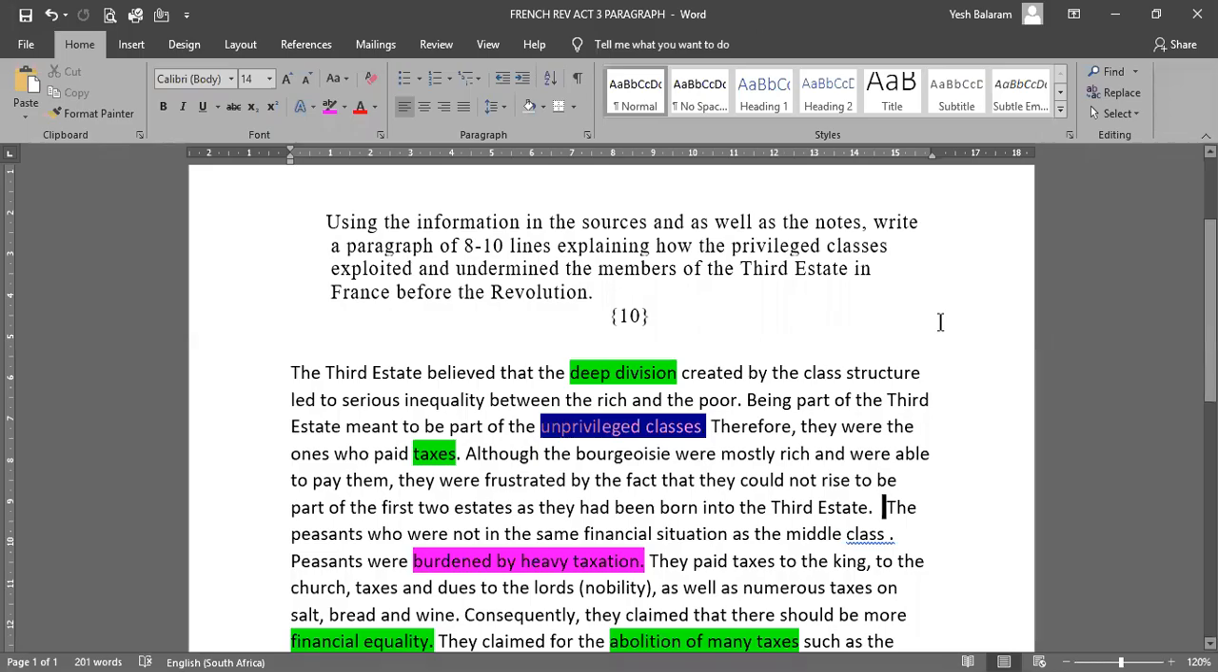In this lesson, we review the activity on paragraph writing from your resource pack. Look at the question based on the paragraph on the social causes of the French Revolution. This question stated, using the information in the sources as well as the notes, write a paragraph of 8 to 10 lines explaining how the privileged classes exploited and undermined the members of the Third Estate in France before the Revolution. That's the Revolution of 1789.